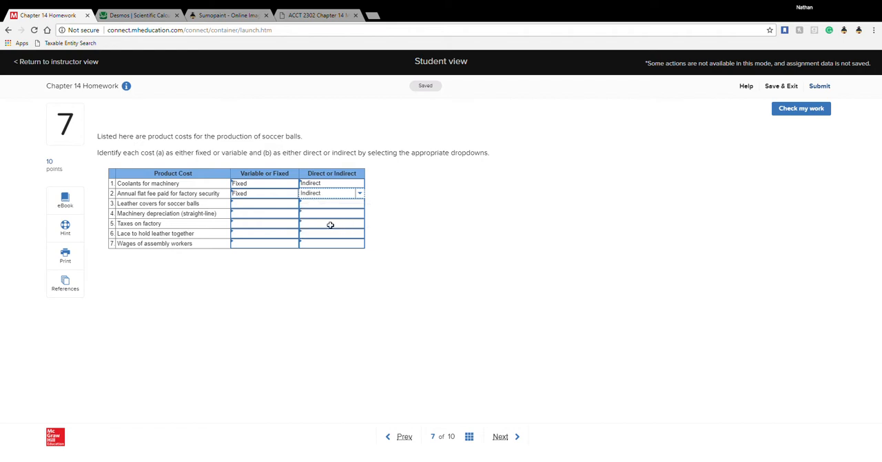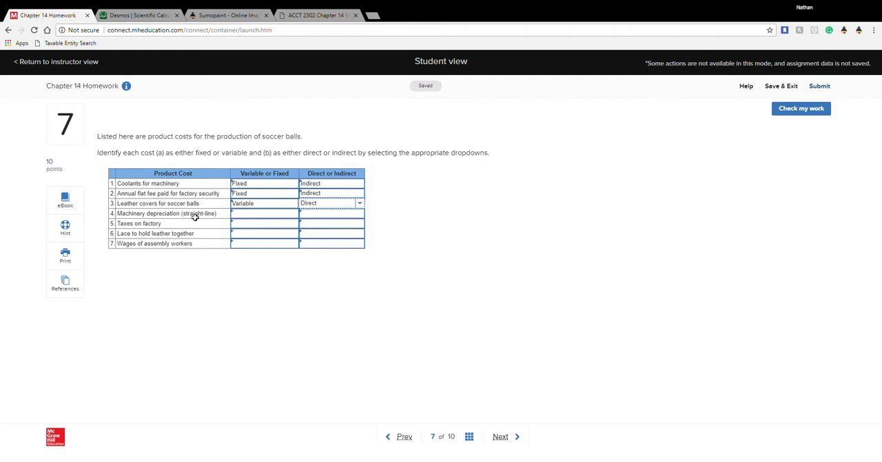Security does not have anything with the product. Leather covers for soccer balls. Now, since leather is a material, it will be variable. We don't know how much we're going to get, how much the costing is, will it rise, will it fall? And since it is dealing with the product itself and it's a major component, just like in our notes with the bicycles, with the seat and the frame and the tires, leather is definitely part of the ball. Can't make the ball without the leather. So that will be a direct.